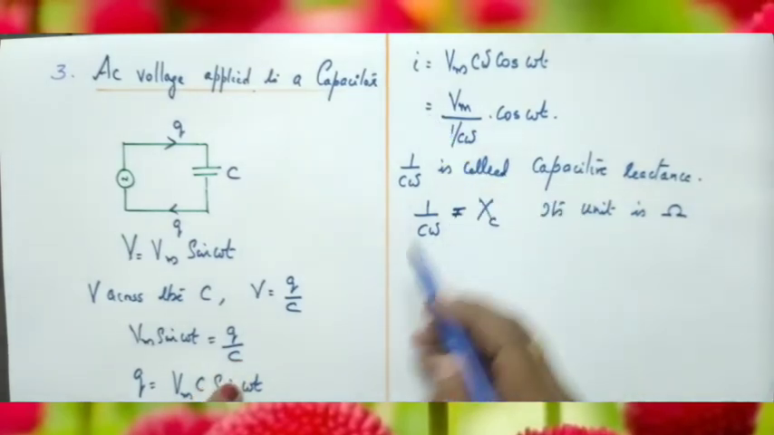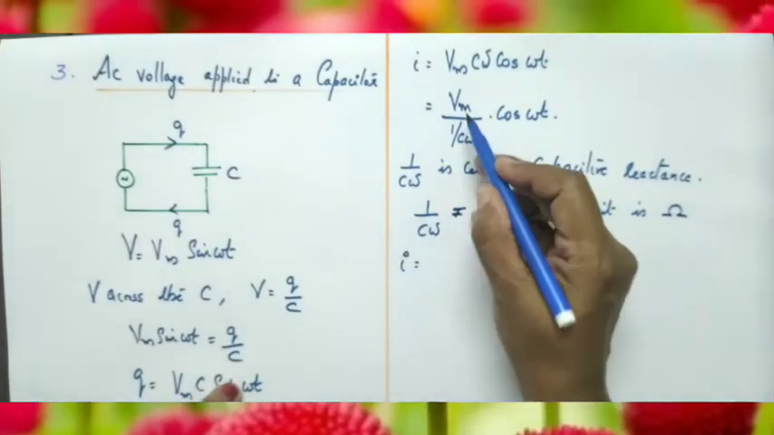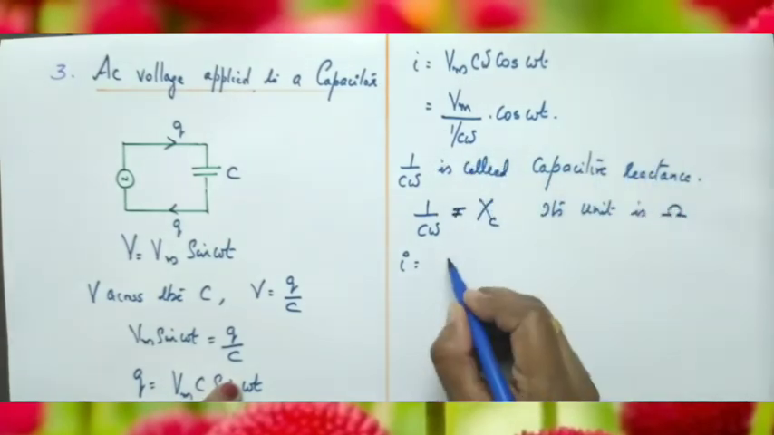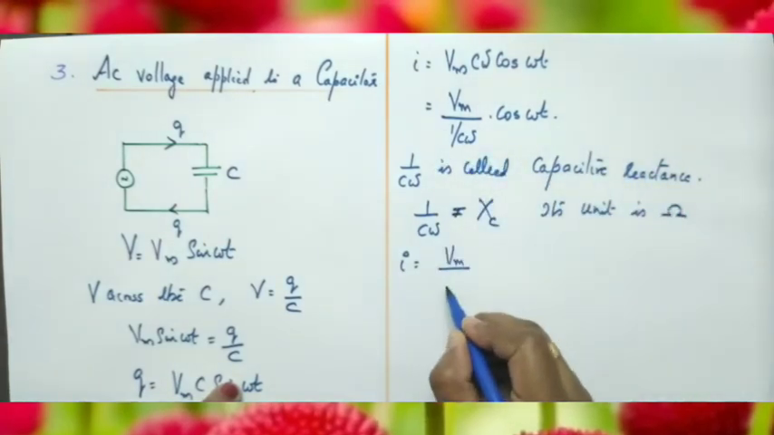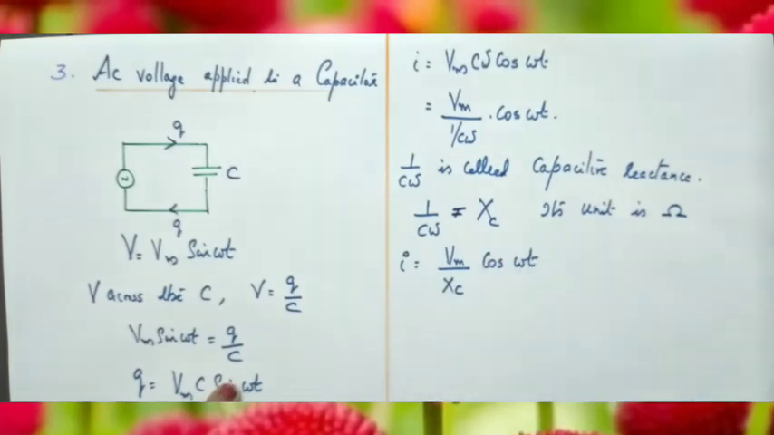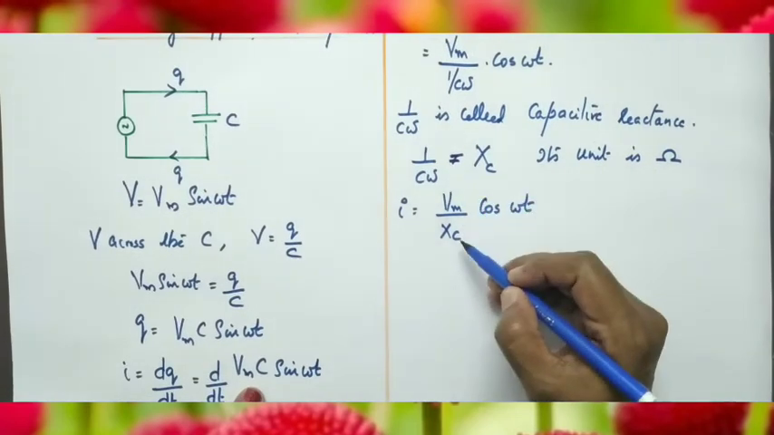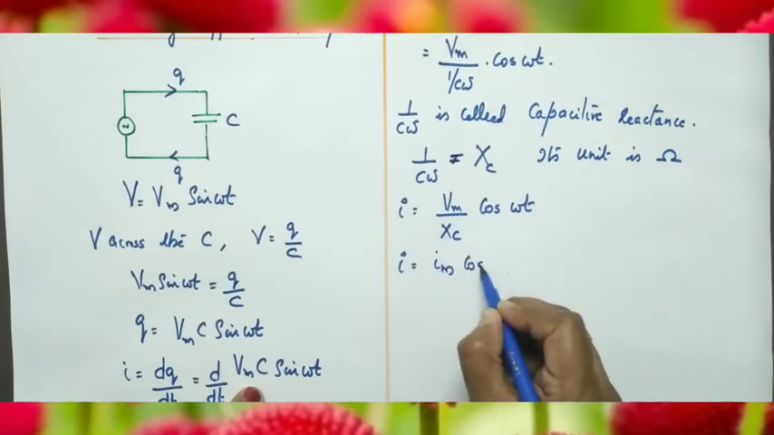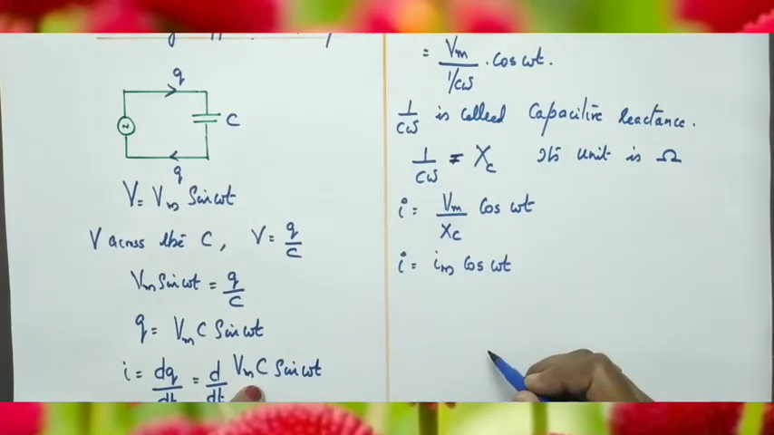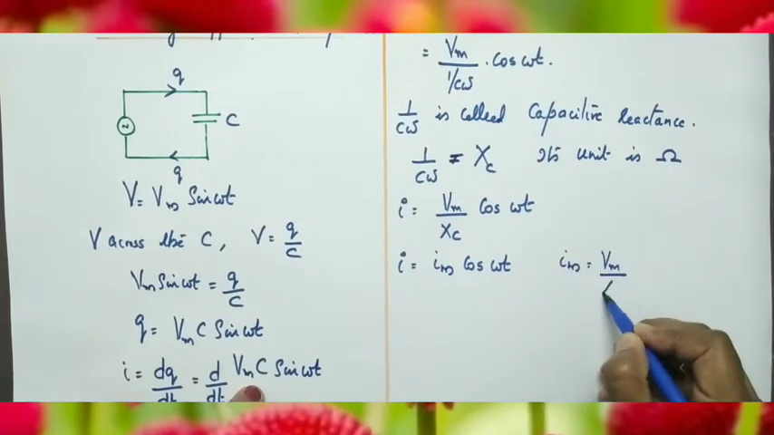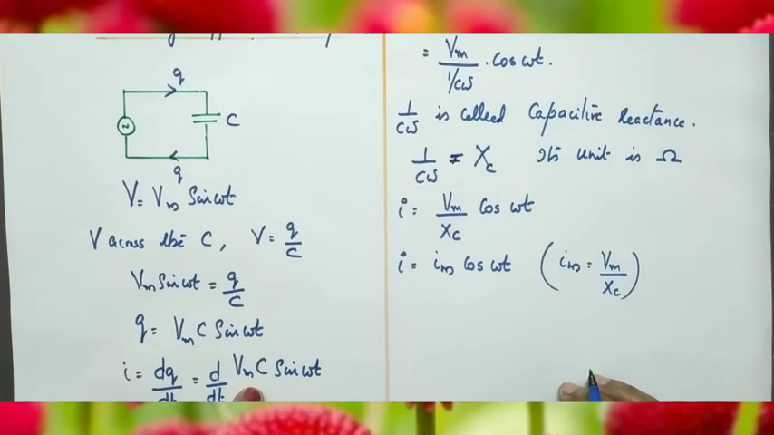Clear? So it can be written as I equal to Vm by 1 by c omega, and what is this 1 by c omega? Xc. So it can be written as Vm divided by Xc cos omega t. Now voltage by Xc is resistance, no? Voltage by resistance means current. So I equal to Im cos omega t. Clear children? Here Im equal to Vm divided by Xc.